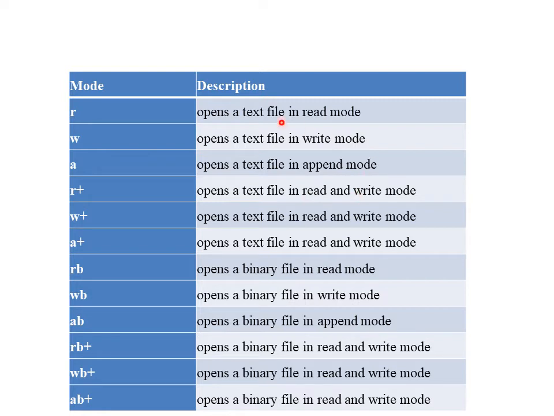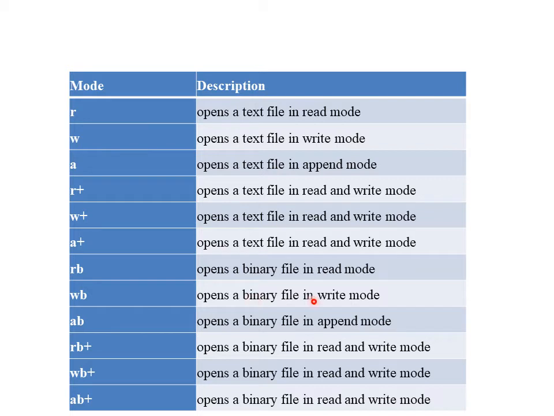Previously I have shown r only for read. If you write r+, it will do both things, read and write. Similarly, w+ opens a text file in read and write mode. a+ opens a text file in read and write mode. Any can be used. rb opens a binary file in read mode.